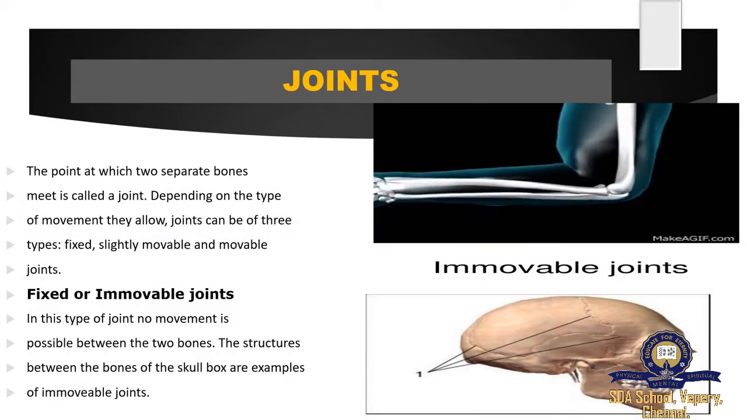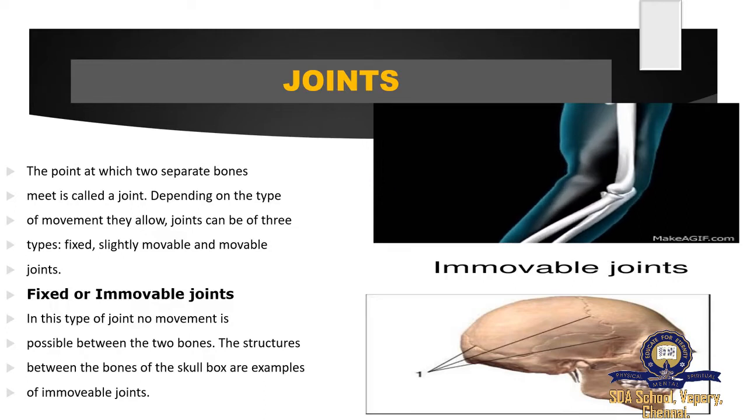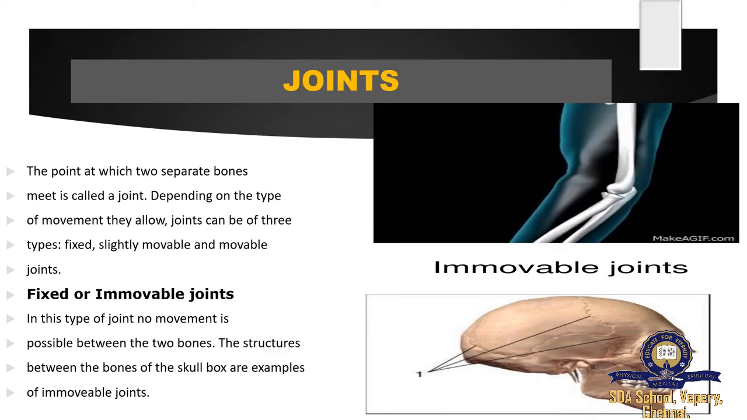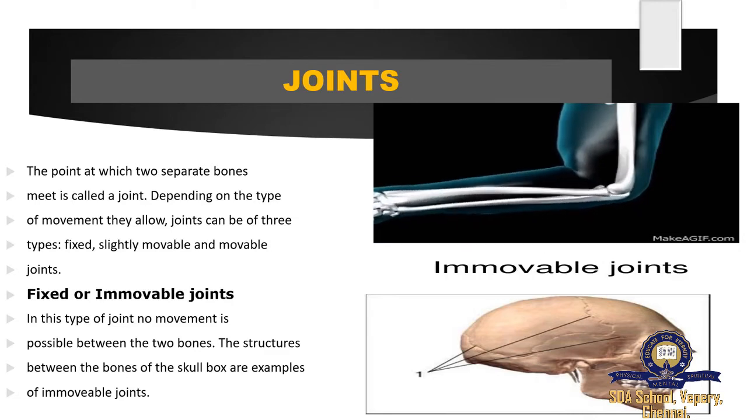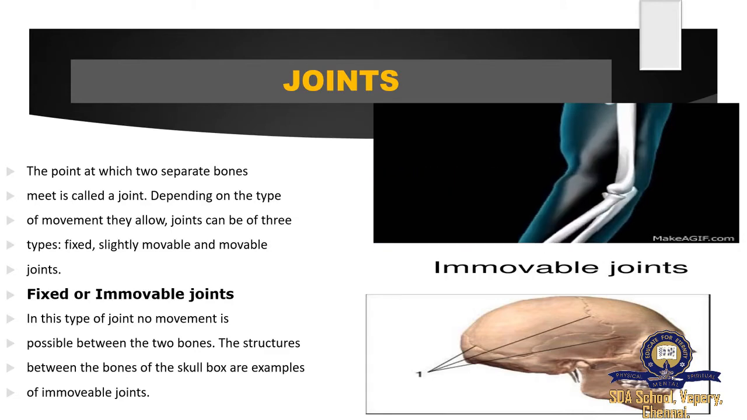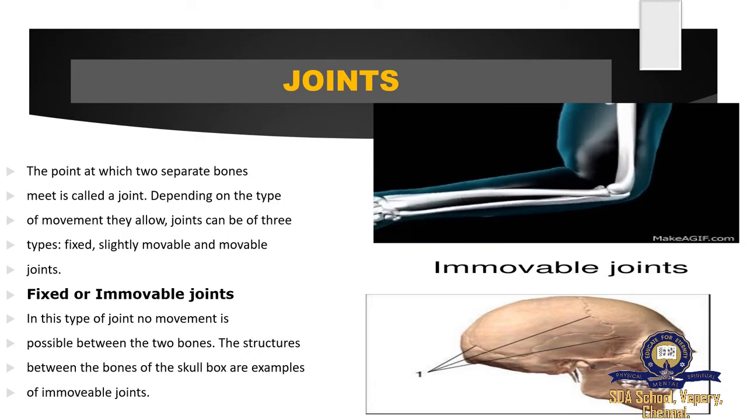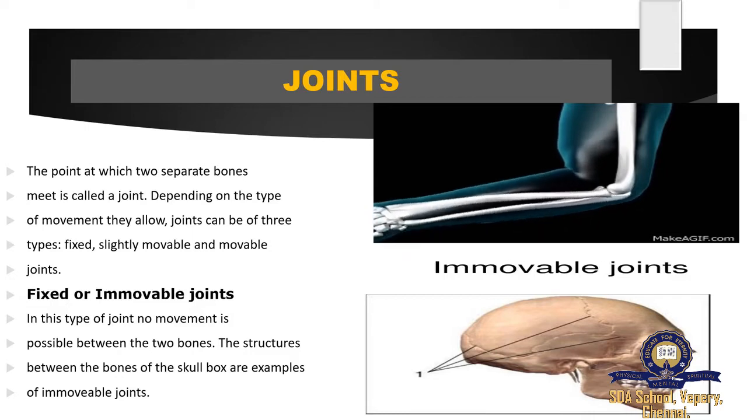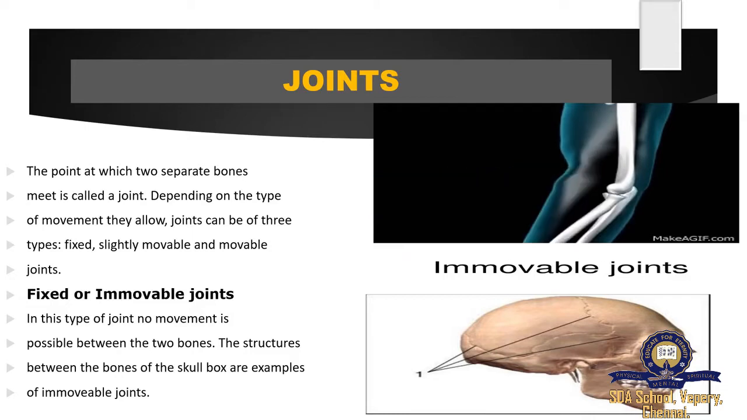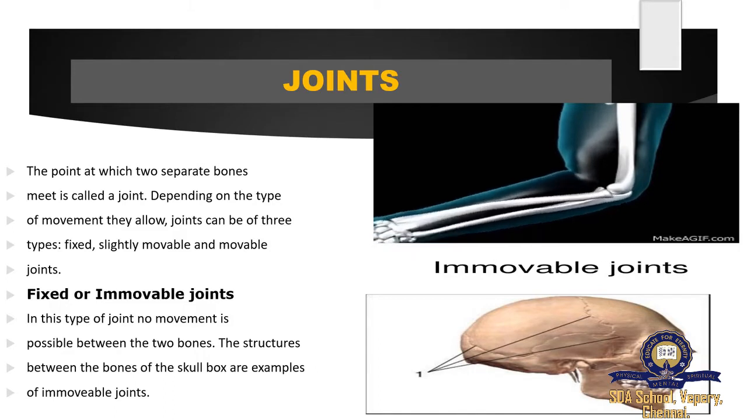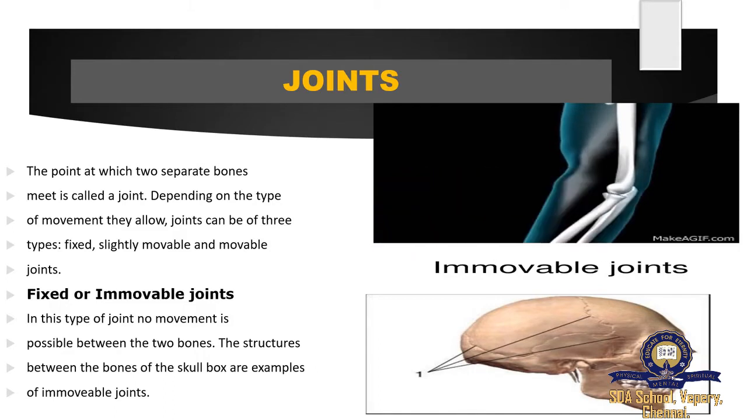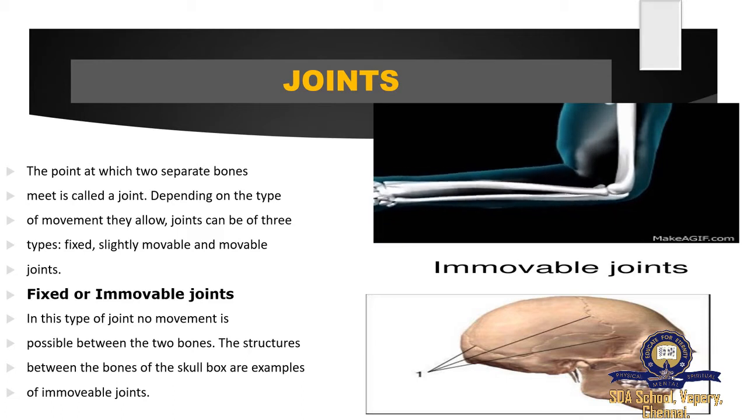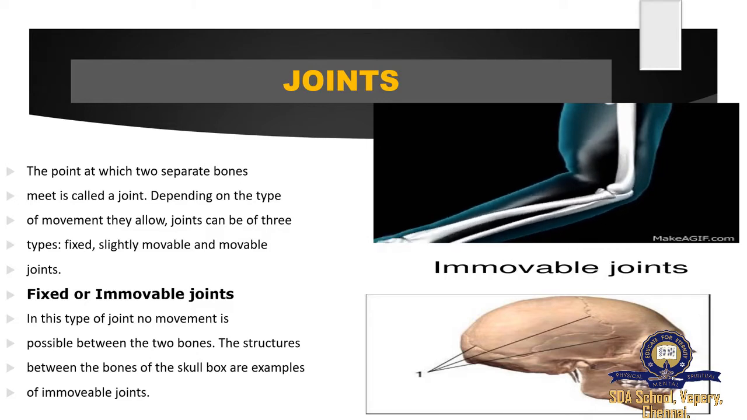Joints. What is a joint? The point at which two separate bones meet is called a joint. Here, see, we have two bones meeting. It is an example of our elbow. The elbow is the place where we make a movement of the hand in the front side. In that place two bones meet, and this is what we call a joint. Depending upon the type of movement they allow, we have different types of movement in our body. Joints can be of three types: fixed joints, slightly movable joints, and freely movable joints.